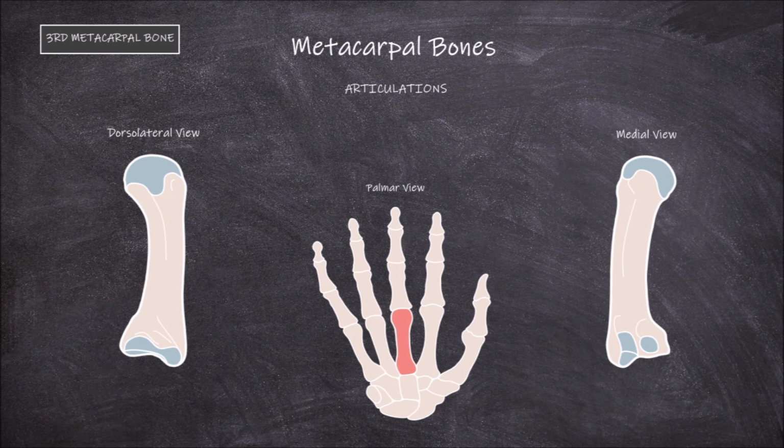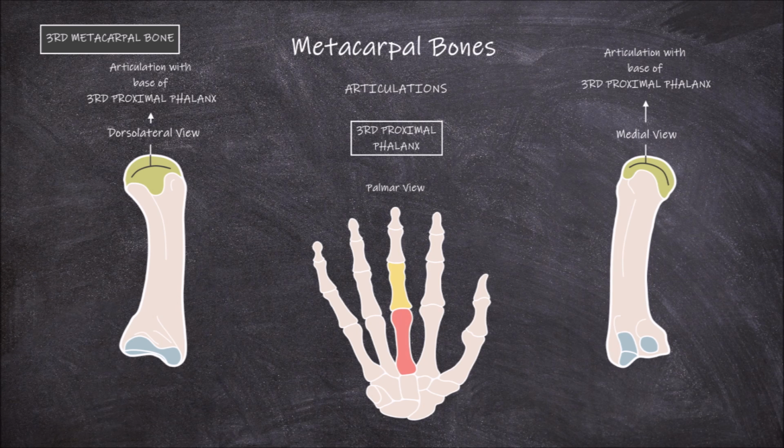This bone articulates with four other bones. The first of these articulations is with the third proximal phalanx. The distal articular surface of the third metacarpal bone articulates with the base of the third proximal phalanx.